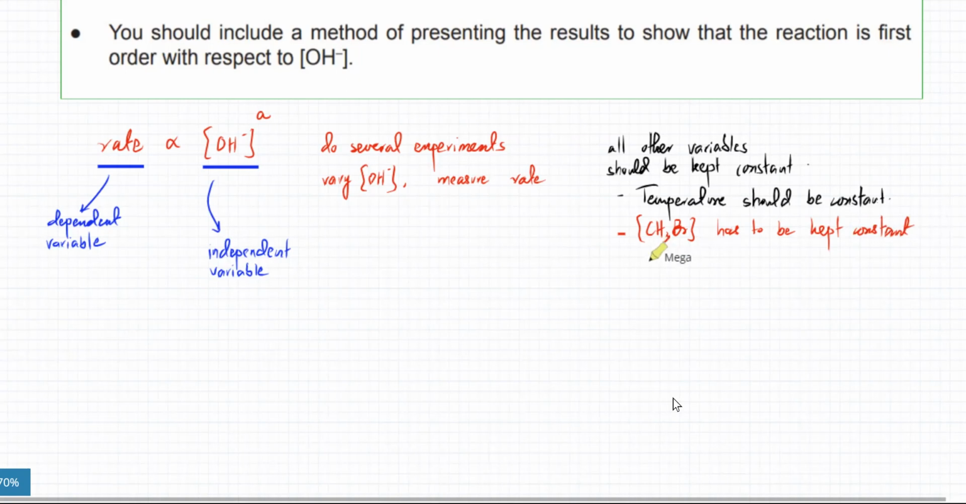So it is kept in large excess. So it is added in large excess. You add so many moles of it that even if a few moles get used up in the reaction, its overall moles would remain almost the same. So it is added in very large excess.